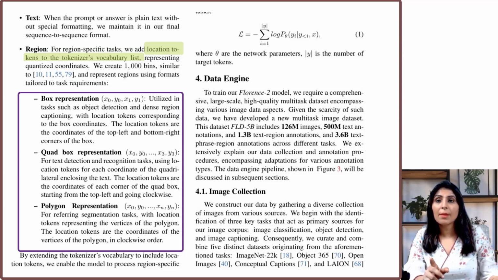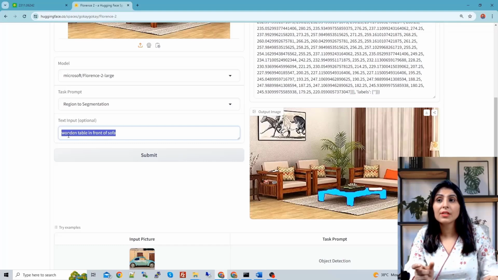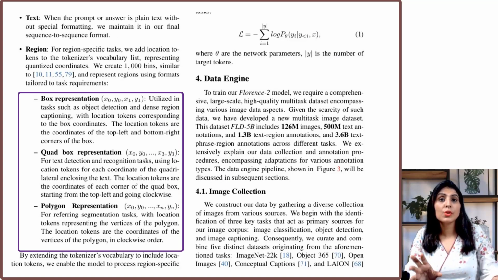image. So for example, here you can see, as I've told you, if you provide text input, you will get an output in the sequence to sequence format. But if you are providing region specific detail, like over here I have mentioned a proper region, that wooden table in front of sofa, so I'm talking about this region over here. Okay, so for these kinds of tasks, Florence-2 uses location tokens, which are specifically used to handle the location of the objects in the images.